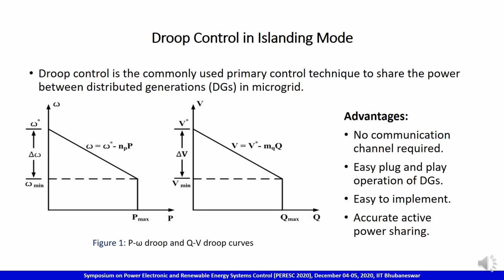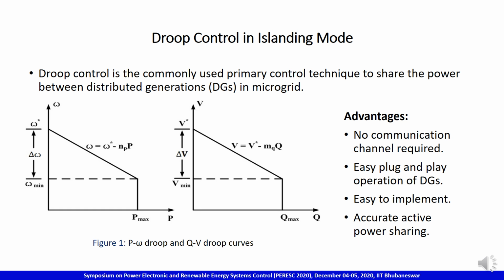The derivation of droop equations comes from the power flow control theory, where we assume the line impedance to be inductive in nature and a very small power angle, which states that the active power flow depends on the power angle difference and the reactive power flow depends on the voltage magnitude difference.